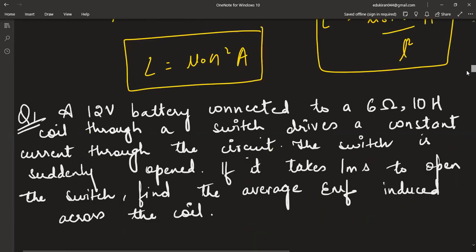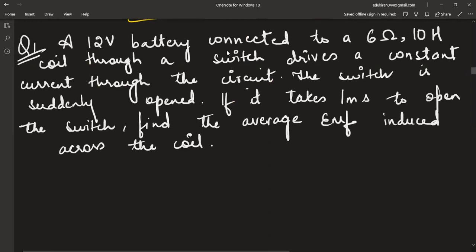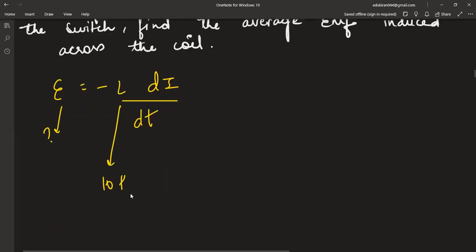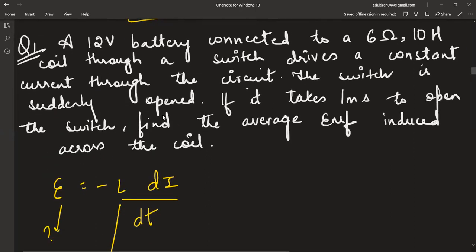Now a question. A 12-volt battery connected to a 6 ohm, 10 Henry coil through a switch drives a constant current through the circuit. The switch is suddenly opened. If it takes 1 millisecond to open the switch, find the average EMF induced across the coil. So see, E is equal to minus L di over dt. This is the formula. Look at every term. EMF is not given, we have to calculate it. Inductance is given as 10 Henry. Value of current? Nothing is mentioned.